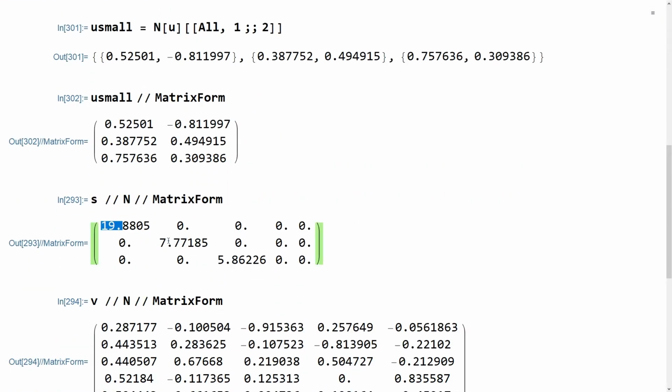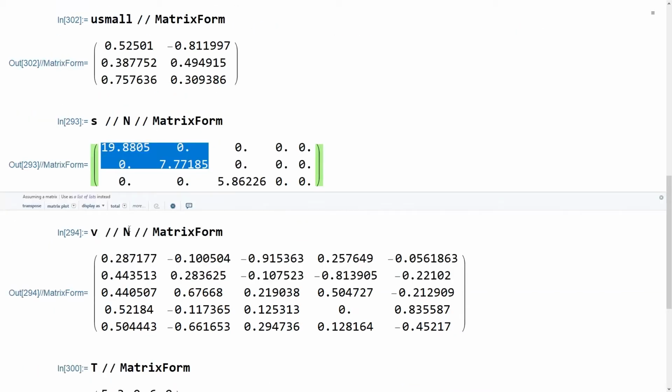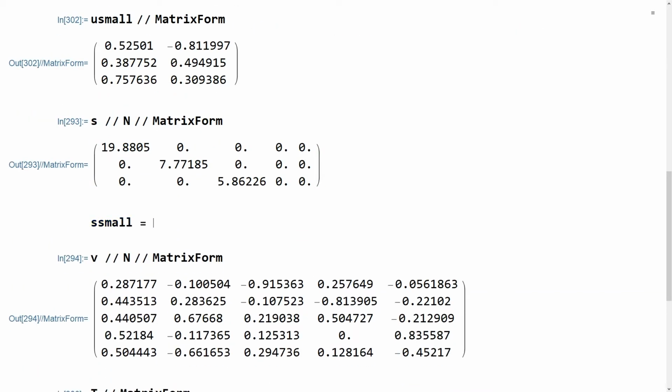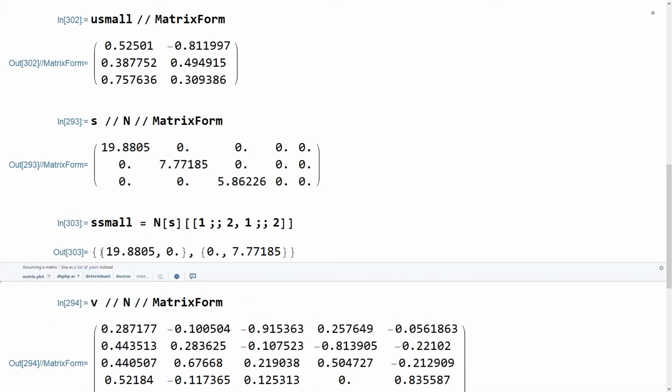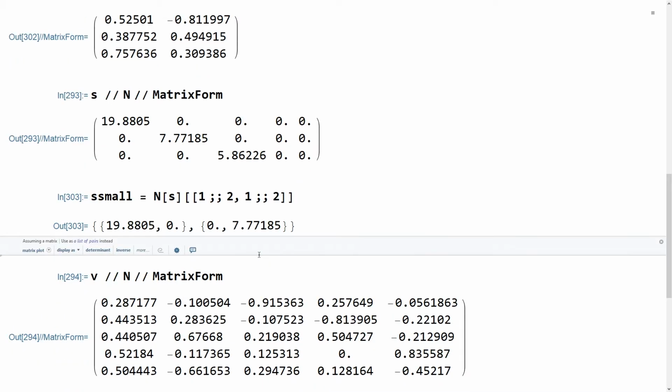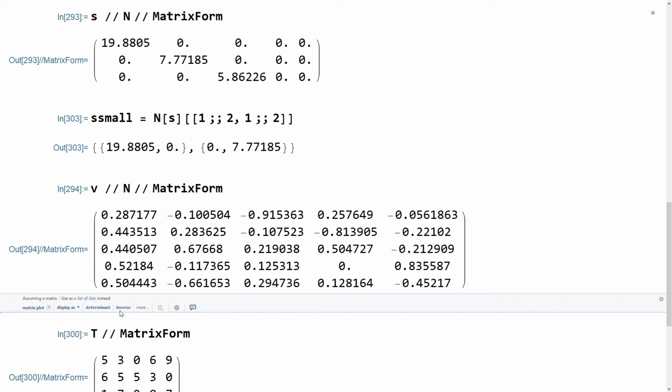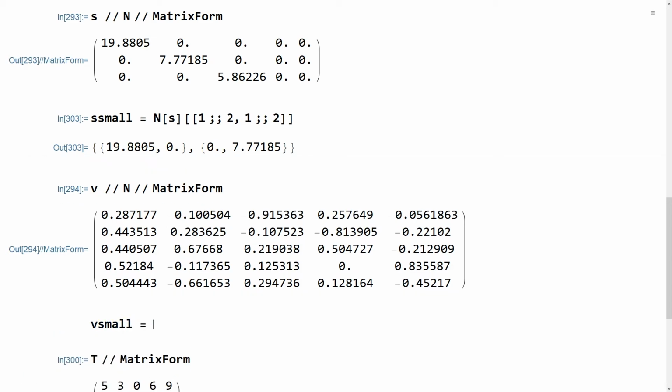Now I'm going to take this little block out of S. So S small is going to be equal to the numerical version of S, but now I'm going to restrict it to entries 1 to 2 and entries 1 to 2. And I can look, that's 2 by 2. I won't put it in matrix form yet. And then finally, we're going to do a V small here. So V small is going to be equal to the numerical version of V.